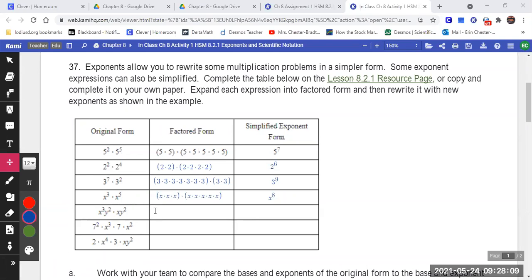So the first parenthesis is going to go: parentheses, X. There were 3 of them. Times a Y, there are 2 of them. Okay, that's what we do when we have both variables. We just spread them out like that. So what do we think the next parentheses is going to look like?